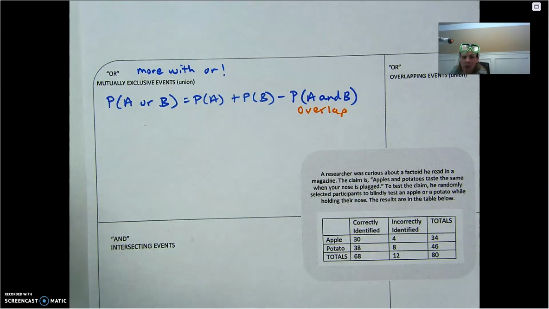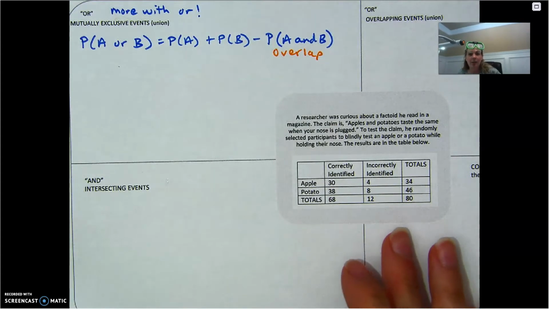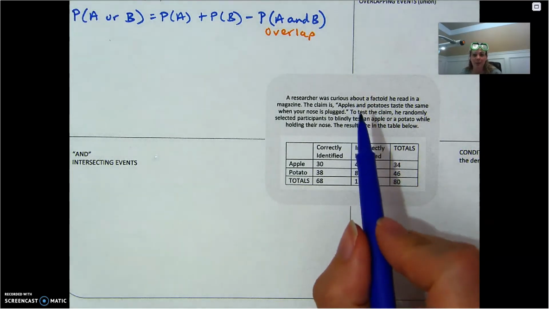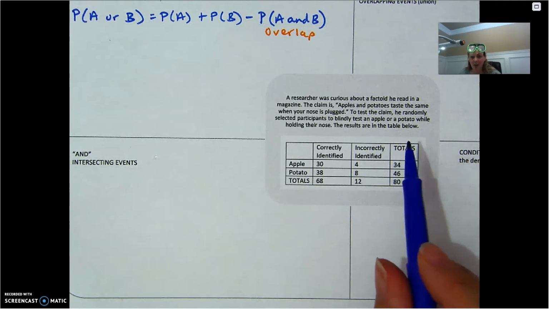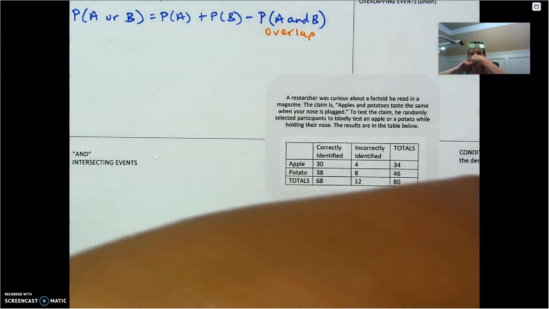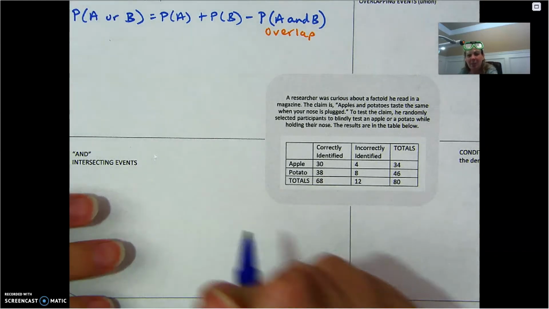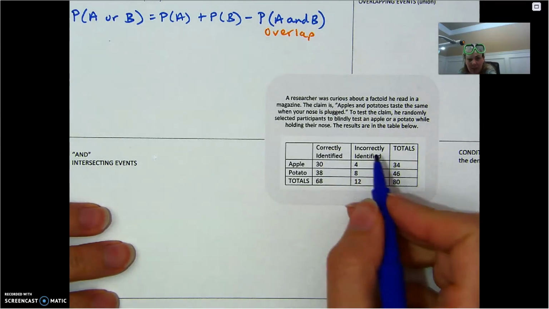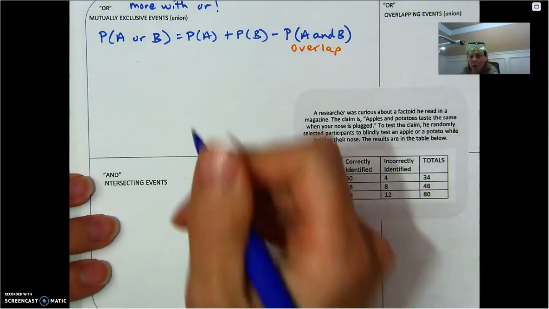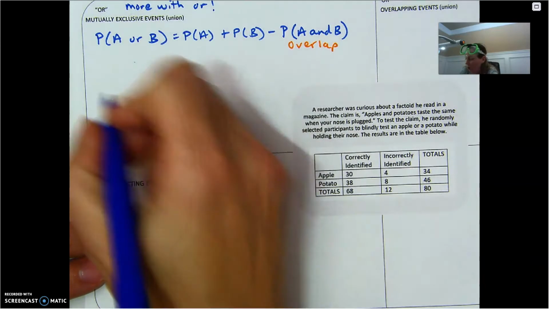All right, so I've got a sample two-way table for you right here. This is a researcher who was curious about people being able to tell the difference between apples and potatoes when their nose is plugged and their eyes are closed, right? Take a bite. Does it taste like an apple or potato? I think I'd be able to tell the difference, but some people could not correctly identify it. Anywho, here are some examples of reading the probability off of this two-way table.